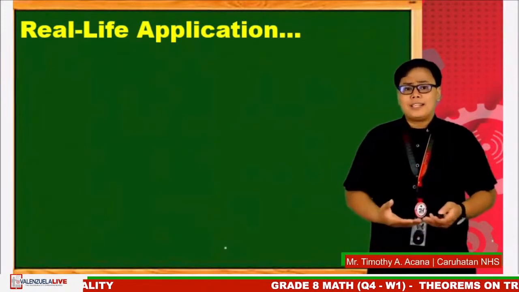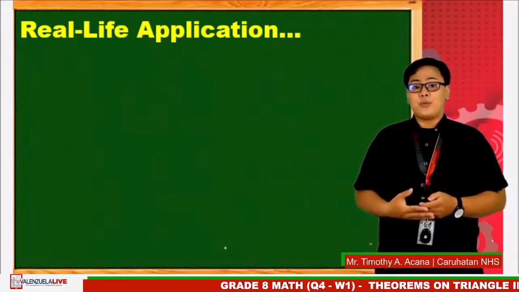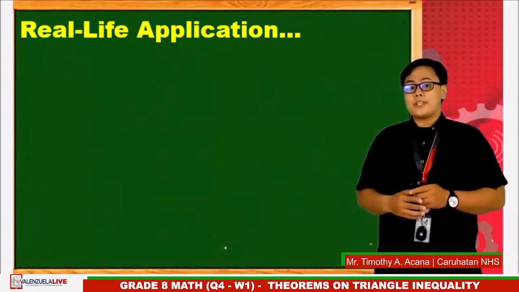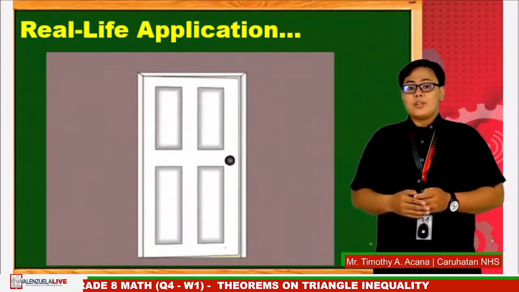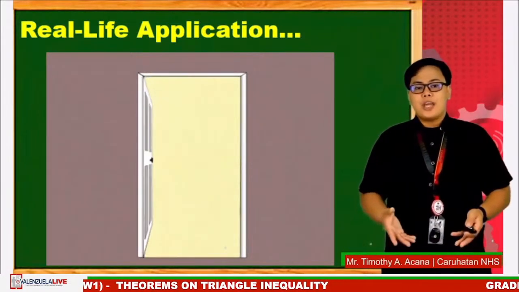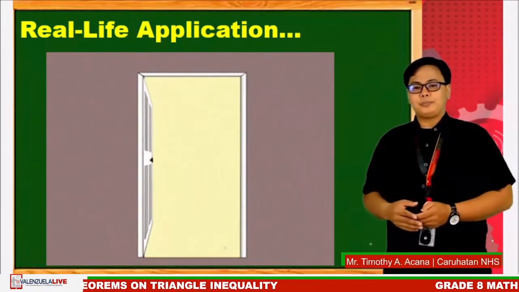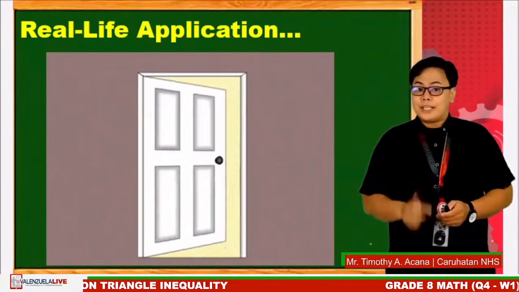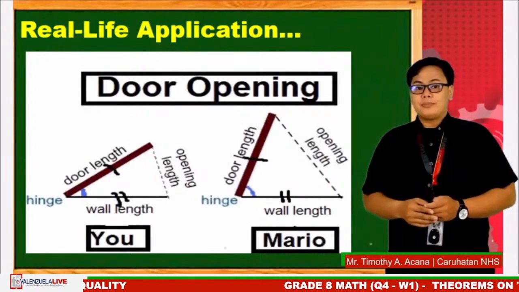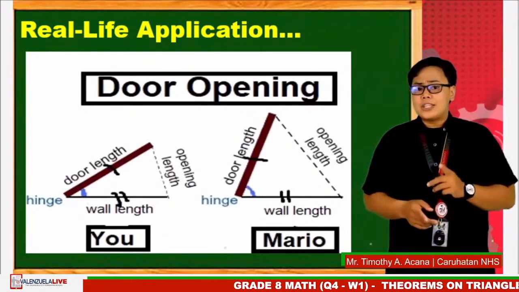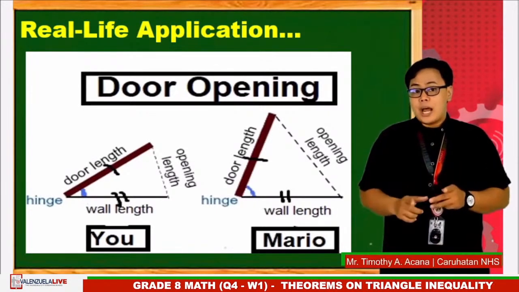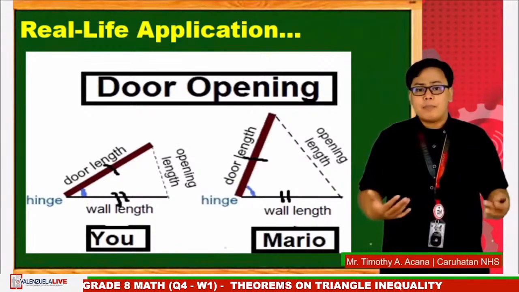Now, where can we apply these triangle inequality theorems in real-life situations? I have here an example wherein the hinge theorem can be seen in real-life scenarios. Suppose you and your friend Mario, who is carrying a big box, are walking through your house and you have to go through your front door. You go first by opening the door so that the length of the opening is large enough for you to fit through. Mario goes in second and he needs to open the door a bit wider to make the length of the opening large enough for him to fit because he is carrying a big box.